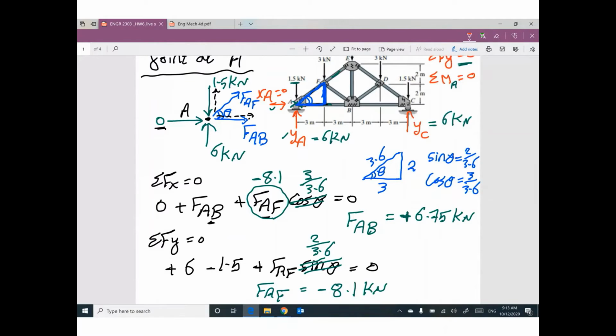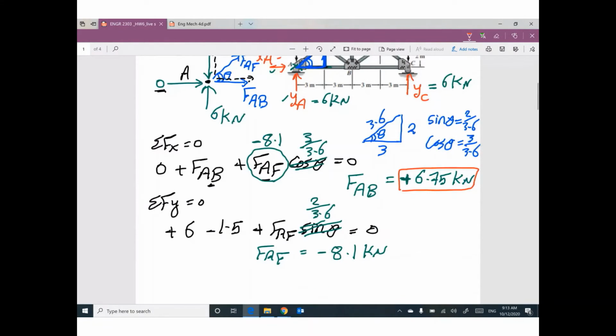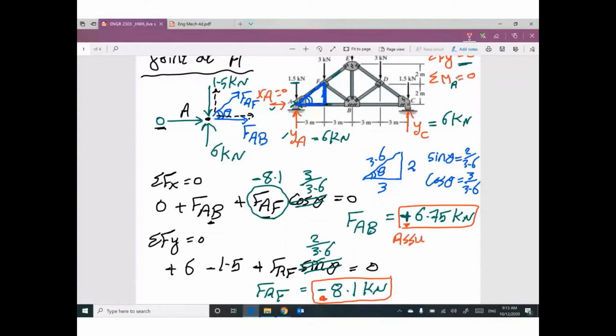After you are done, we need to do something. What is the decision for this force? Is it tension or compression? What is the decision for this force? Is it tension or compression? These signs will not tell you. Guys, be careful. These signs tell you only whether your assumption is correct or not. In this case, it's positive, so your assumption is correct. Please go back to your assumption. What did you assume for FAB? I assumed FAB like tension. It's correct. This force is tension.